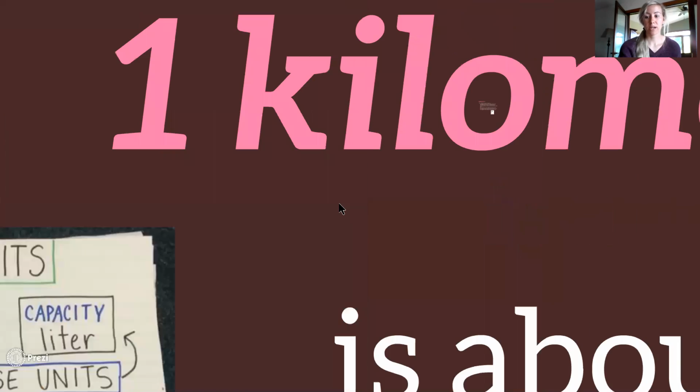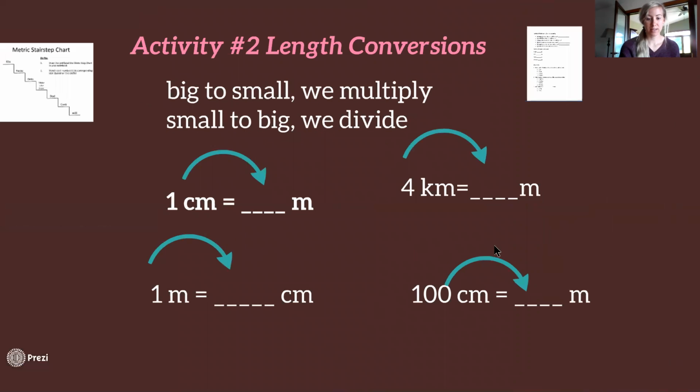Now, since we have done that as a class, we'll go over these one more time. 1 centimeter equals 0.01 meters. 1 meter equals 100 centimeters. 4 kilometers equals 4,000 meters. And 100 centimeters equals 1 meter.